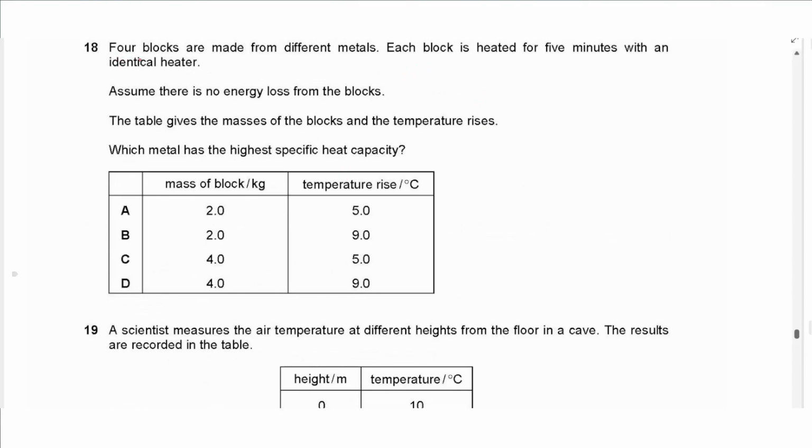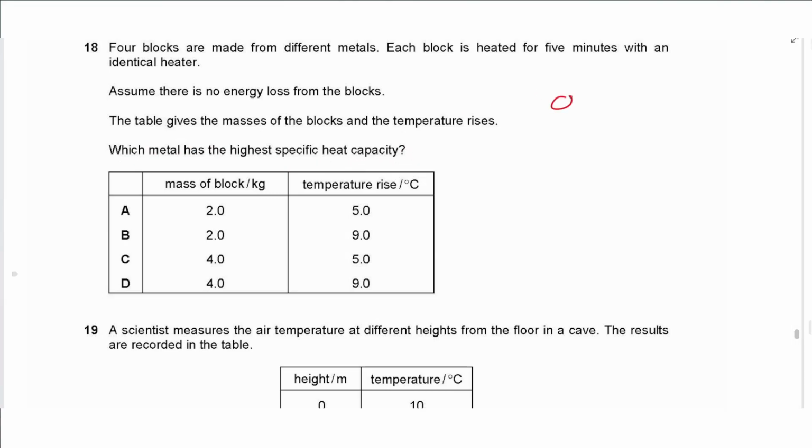Question 18 says 4 blocks are made from different metals. Each block is heated for 5 minutes with an identical heater. Assume there is no energy loss from the blocks. The table gives the masses of the blocks and the temperature rises. Which metal has the highest specific heat capacity?